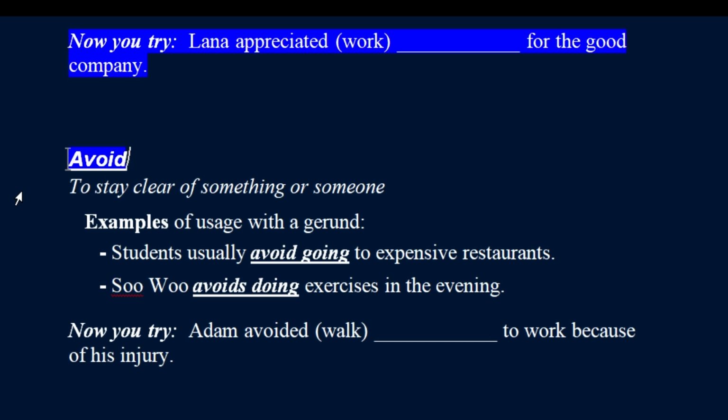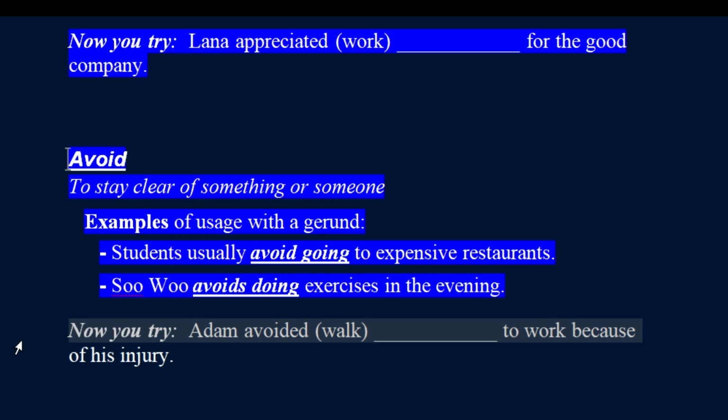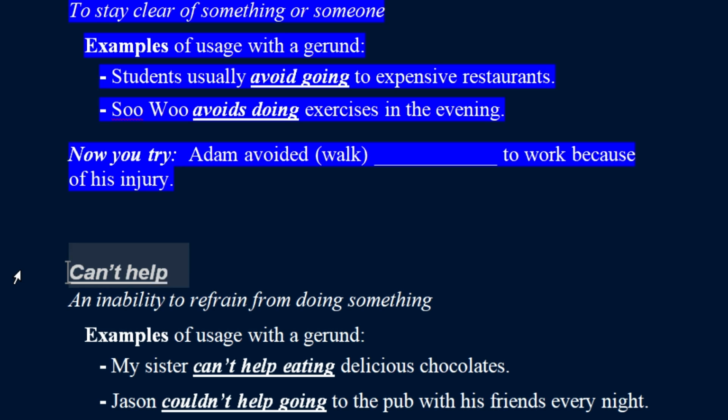Avoid. To stay clear of something or someone. Examples of usage with a gerund. Students usually avoid going to expensive restaurants. Another example. So Wu avoids doing exercises in the evening. Now you try. Adam avoided (walk) to work because of his injury. Adam avoided walking to work because of his injury.